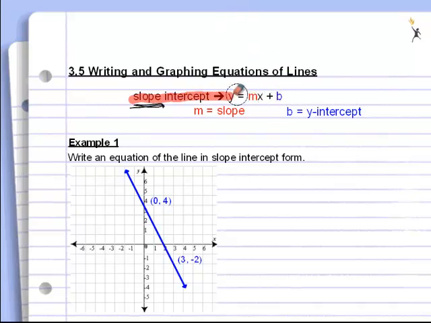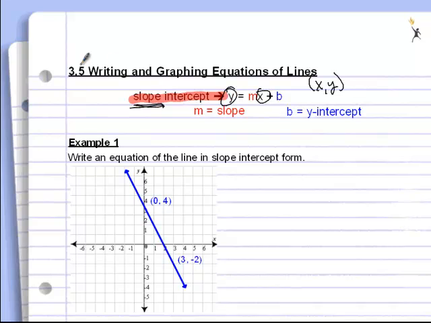Inside that equation, we're given some information. We're given an x and a y. That x and y represent a point. Let me rewrite that because that's sloppy. That x and y represent a point on that line, whatever the line is. The m represents the slope of the line, and b represents the y-intercept.